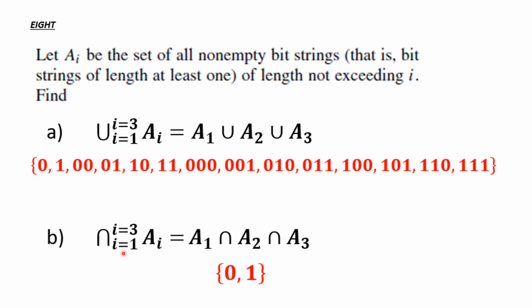Now that was the union. This is the intersection. So you see these things are nested. These are 2-bit sequences, these are 3-bit sequences, and there's a 1-bit sequence, but they only overlap in terms of the not exceeding i. So that means these things intersect just with a single bit sequence. So this is just 0 or 1. And those are the answers that you should have had for that problem.